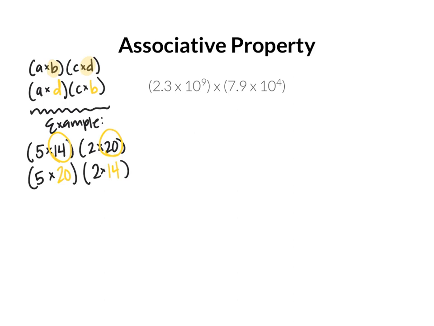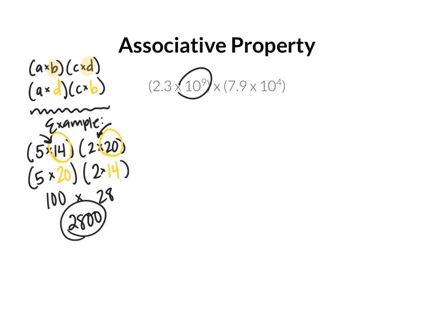So 5 times 20 would give me 100, 2 times 14, 28, and multiplying a number by 100 just means that we're moving the decimal 2 times, giving me 2,800, which is way easier than trying to multiply 5 by 14, 2 times 20, and then multiply multiple digit numbers together. We use the associative property to make multiplying numbers in scientific notation a little easier.